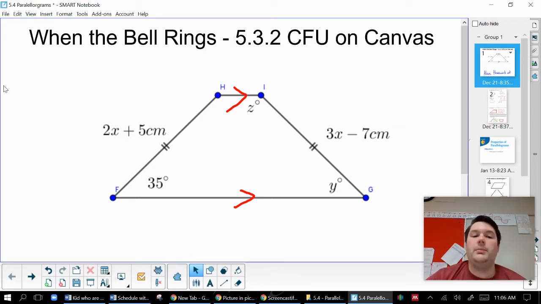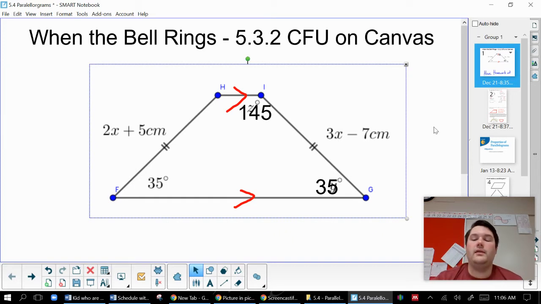Okay, so a couple of things we should be able to do here. First one, this is an isosceles trapezoid. So this angle here and this angle here are a base angle pair. They are equal to each other. So we've got 35 for y. Then, because it is a trapezoid, these two angles here are supplementary to each other. They do add up to 180. So 180 minus 35 gives me 145. That would be z.